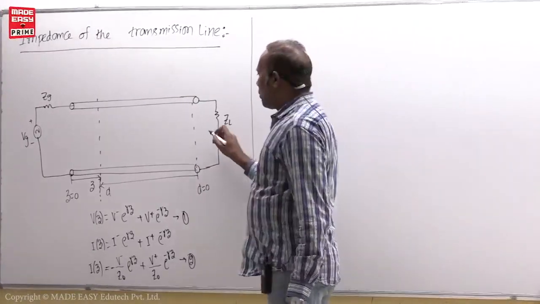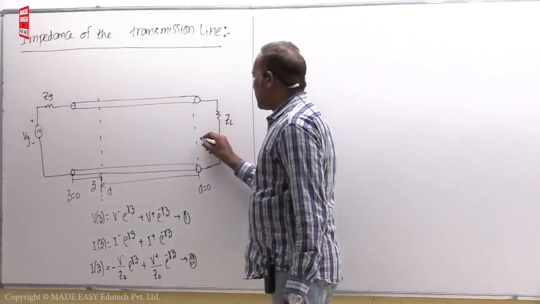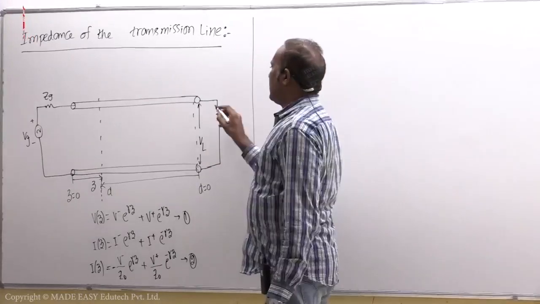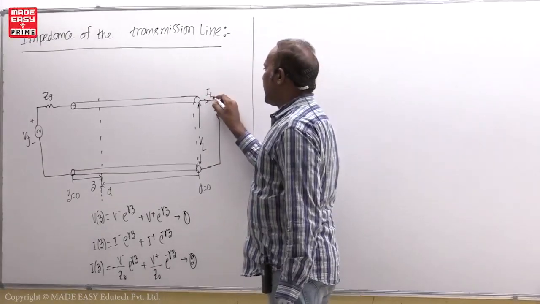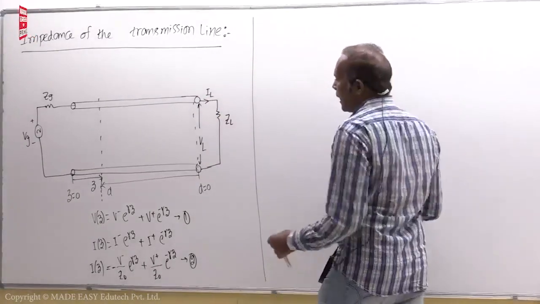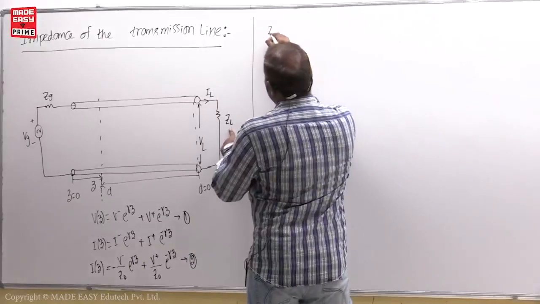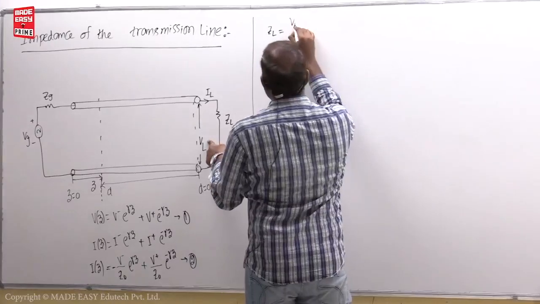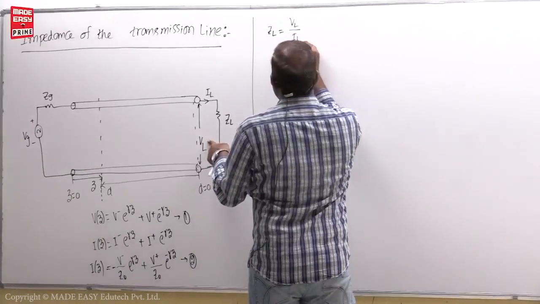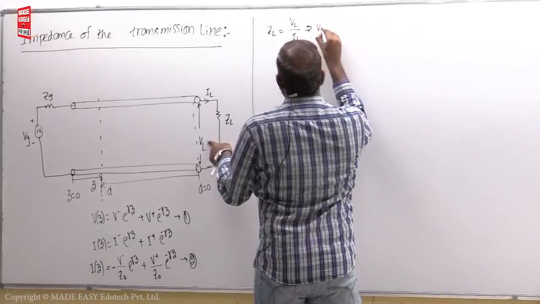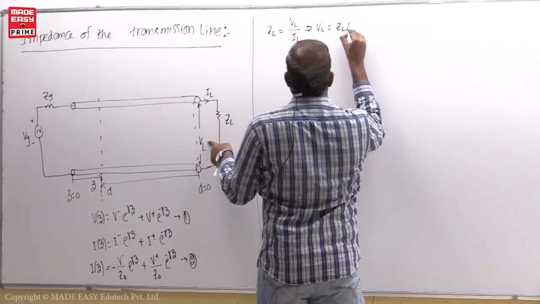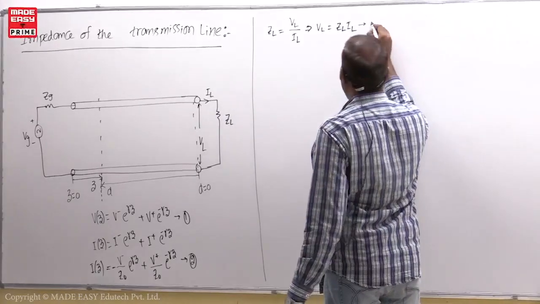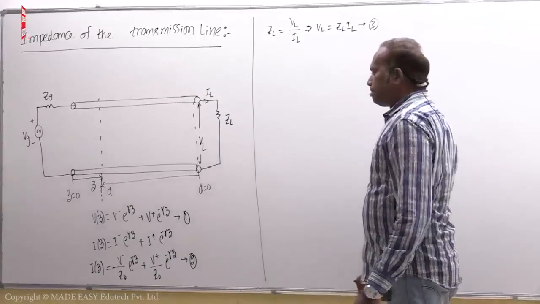Now actually, what is the voltage at load? So voltage at load, this one. What is the current at load? IL. First of all, I am writing one equation here. ZL is equal to impedance at load, equal to voltage at load divided by current at load, that is nothing but VL is equal to ZL into IL. So I will call this equation number 3, right?